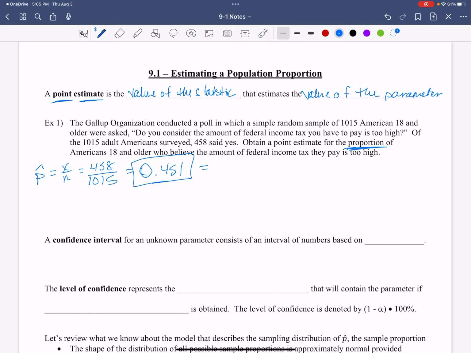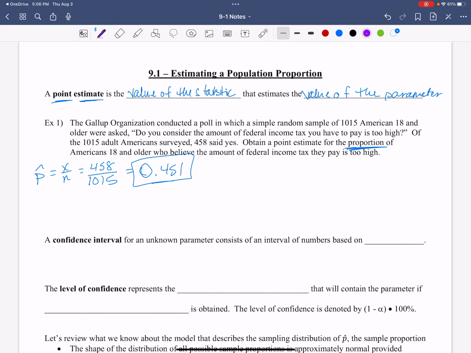Okay. So then this is 0.451. That is our point estimate. So that means we estimate the proportion of Americans 18 and older who believe that the amount of federal income tax they have to pay is too high is this proportion. Do you see that? Okay, so let's write this up.